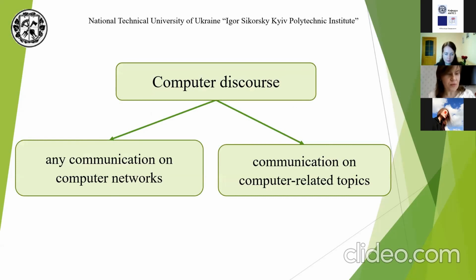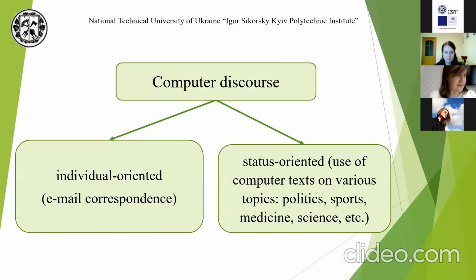The second approach is more important for us because, as you can remember, by computer discourse we mean the whole set of texts united by a common theme related to modern information technology, that is, texts about computers and texts created with the help of computers. At the same time, computer discourse can be both individual-oriented, for example email correspondence, and status-oriented, the use of computer text on various topics: politics, sports, medicine, science, etc. It contains features of all kinds of institutional discourse, not belonging to any of them completely.